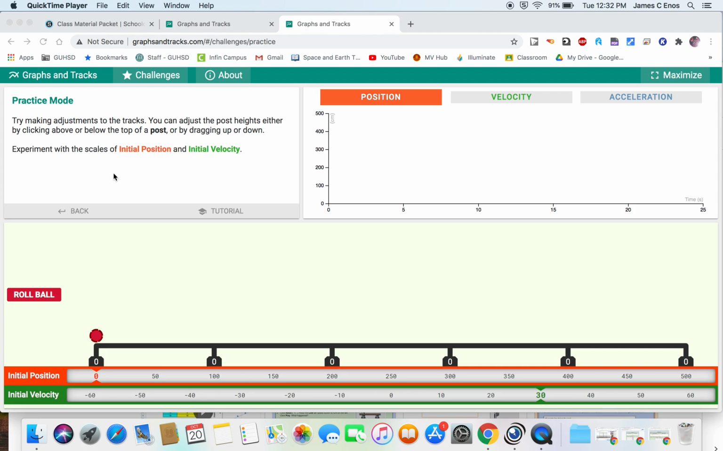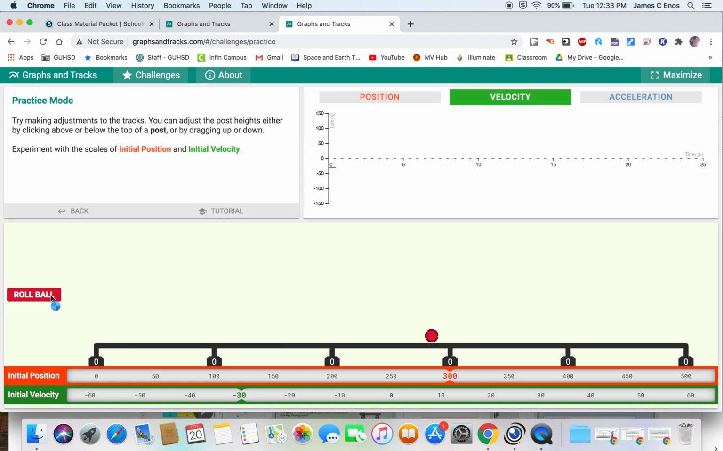This screencast is for the stacks of graphs in our packet, starting with page 14. Looking at this simulation that we have seen before, we can have this ball get rolled with a constant velocity, and we see how this position graph reacts. We can have it go with a negative velocity in a different direction. Negative velocity means it moves in a different direction, still a constant velocity.